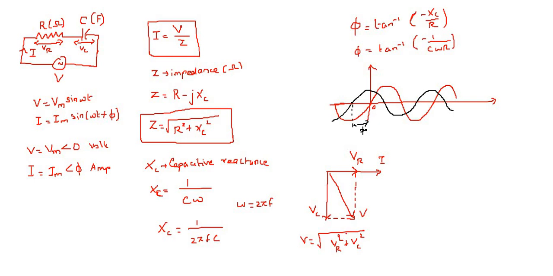V is equal to root of VR square plus VC square. Now, looking at the current direction, the current leads the voltage. Sorry, this is the current, and the current leads. So this angle can be represented as phi. If I am taking the current as my reference, then the voltage is represented like this. This is my phi.